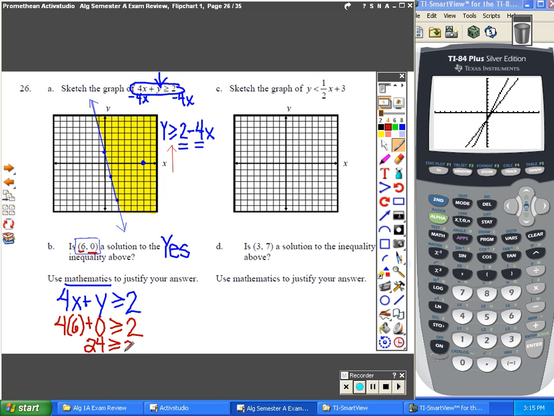Now this is what this says. Is 24 greater than or equal to 2? Yes, it is. This is a true statement, and that is mathematically why I can write yes above.